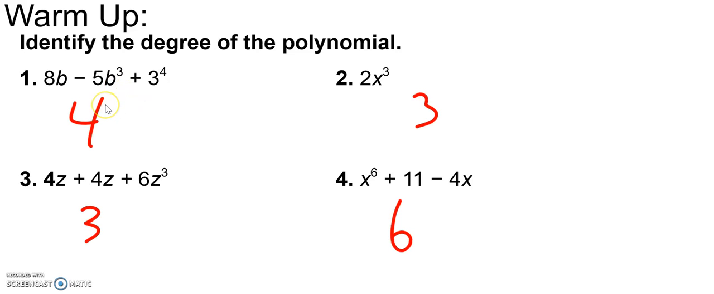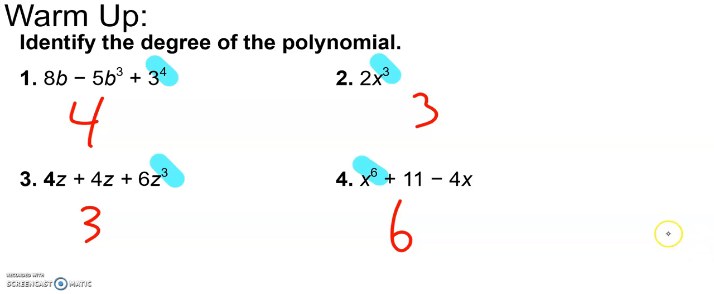All right, so hopefully you came up with it for number 1, it's 4, and we're getting that because it's the largest exponent. For number 2, it's 3, that's our largest exponent. For number 3, also 3, our largest exponent. Notice here, just a side note, we could have combined these, but it doesn't change the degree. And number 4 is 6, because that is our largest exponent.